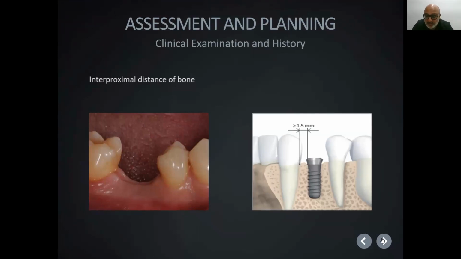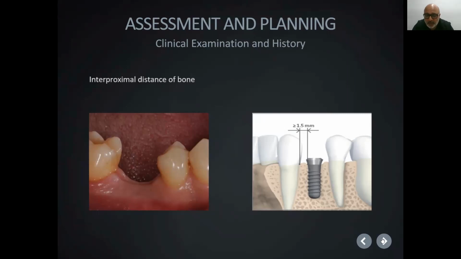Basically, the distance that you require between an implant and a tooth is 1.5 millimeters. I don't know about you, but I definitely can't measure 1.5 millimeters. If you can, you're a better person than I am. So usually we try and round this off as being 2 millimeters because that's easier to measure in those spaces. That is the distance you need from an implant to a tooth. And just so you know, between implants, you need 3 millimeters.